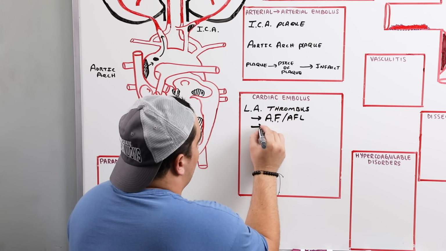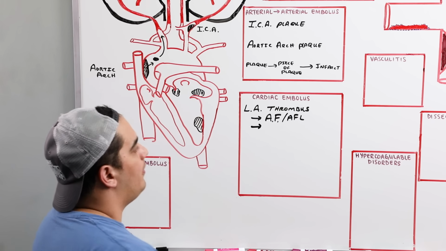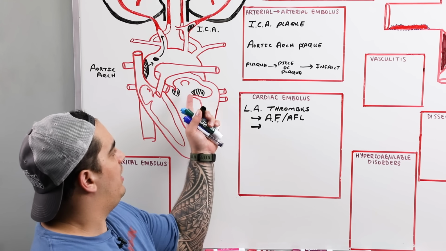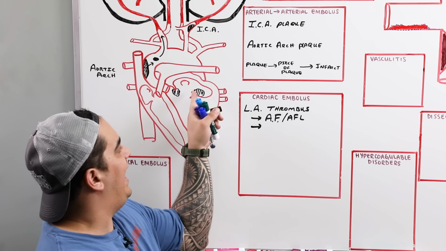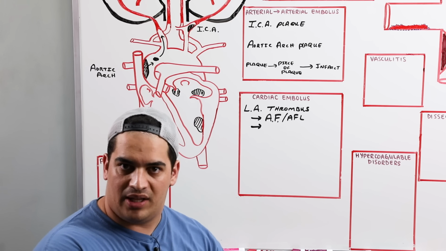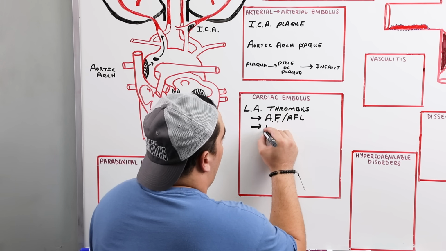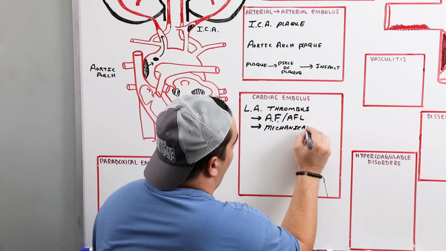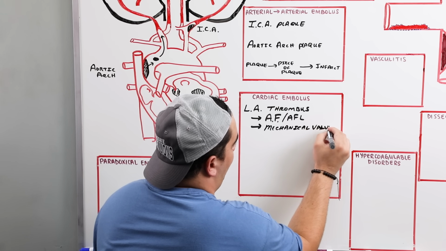The other thing is, what if there's a problem with the valve? So you've got a valvular issue there, and there's a clot that's forming on the inner surface, the atrial surface of that valve. What could be a potential reason there? What if you have a mechanical valve? That could be a potential cause. If you have a mechanical valve, oh man, that's definitely problematic.